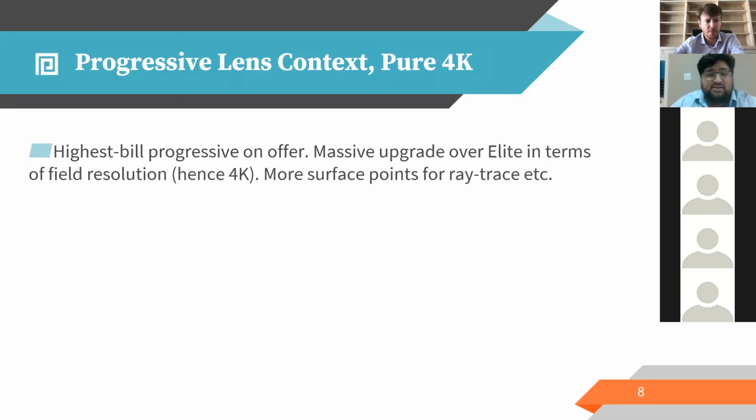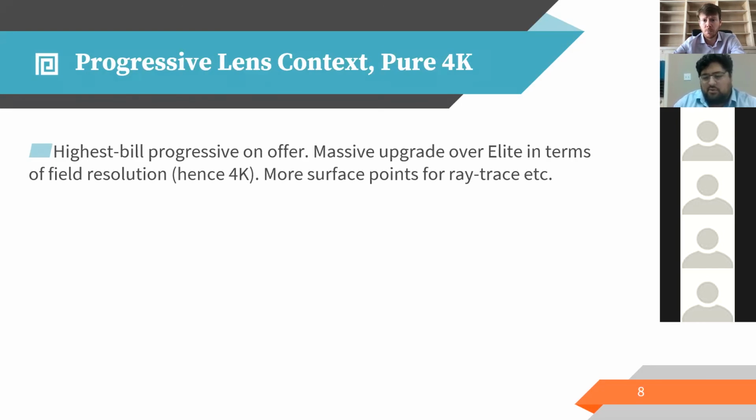This is the best progressive we offer, level 5 progressive. Pretty big upgrade over the 4K. There's also a lot of price incentive to go with it as well over the standard Elite. Really, what you're doing is taking the Elite and giving it a much more defined field.